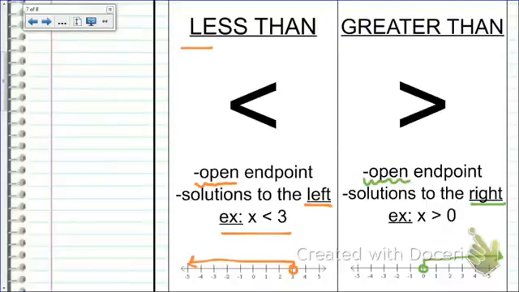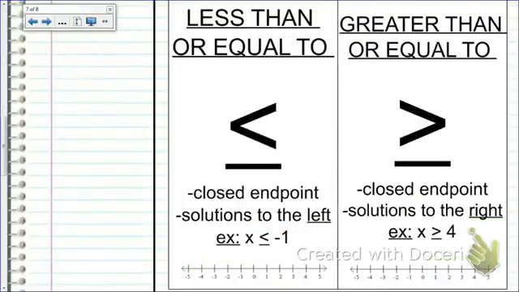Okay. Less than or equal to is pointing to the left. And then we know that it's less than or equal to because it has half of an equal sign underneath it, right? So this part, the line underneath, is like half of an equal sign. That's really what it is. So that's why we know that it's less than or equal to.